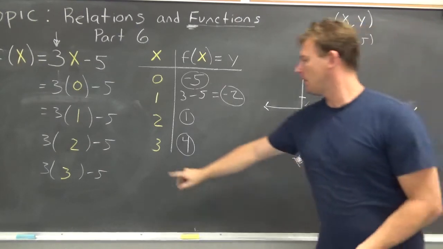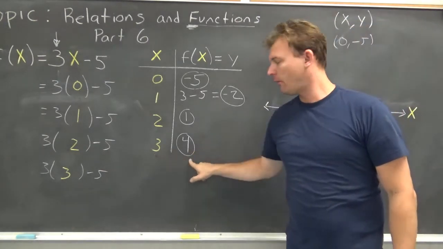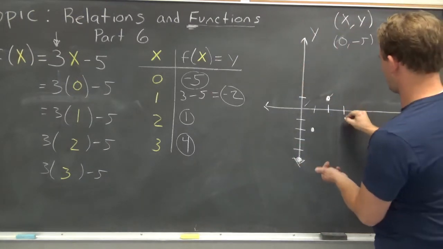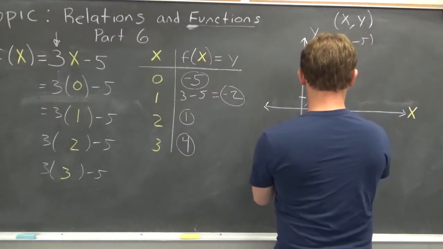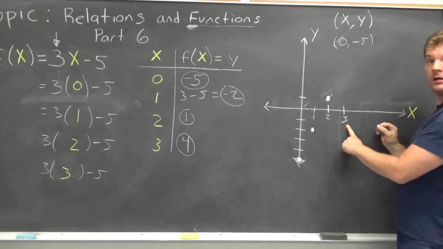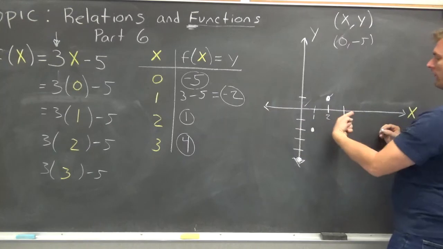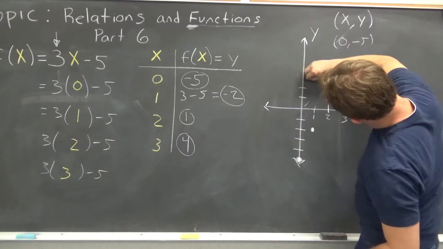What's the next point at? 3, 4, right? 3, 4. Remember, this is 1, 2, 3. And where do we go? Up 4. So over 3, up 4.